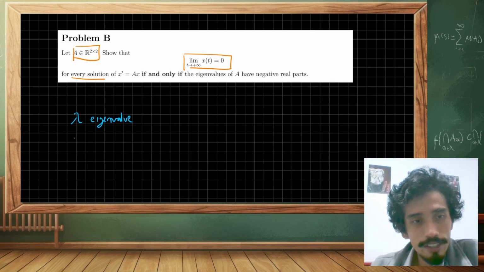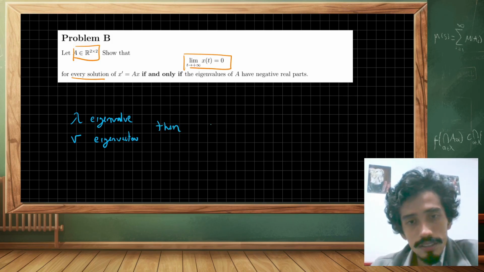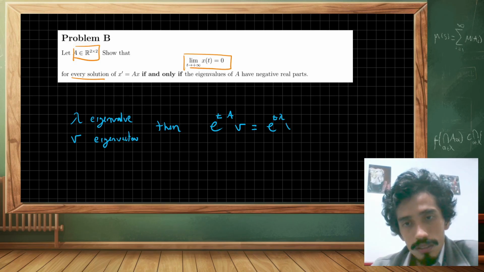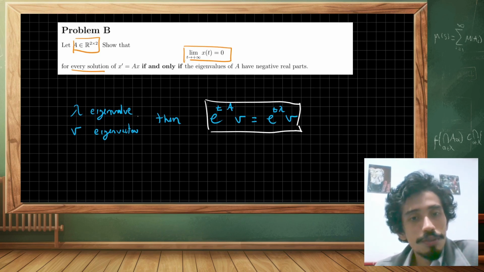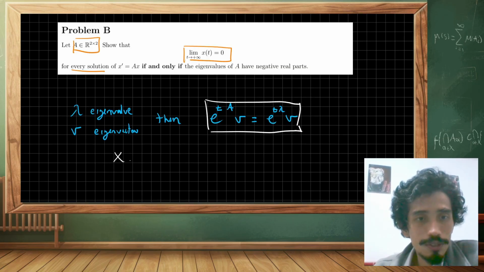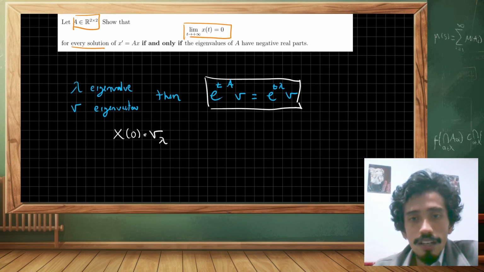If lambda is an eigenvalue and V is its eigenvector, then this is equal to... let me highlight this. This is the property that we will use here. So it says that for every solution, let's work with the solutions that come from this initial value, where V is the eigenvector of some eigenvalue. Let's say V is for lambda. And for every lambda, well, let's leave it like that.